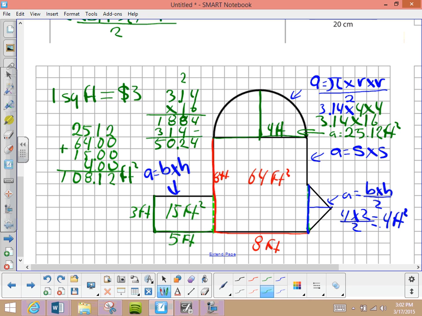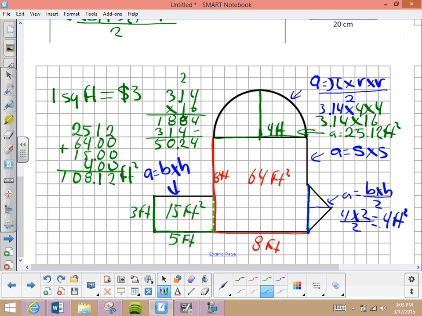Am I done with my calculations? Why not? By what? Why am I multiplying by 3? Yes, that's exactly right. We were doing the areas to find the total square footage, right? How many square feet do I have in my garden? Now that I know how many square feet I have, I can go and buy what I need, right?